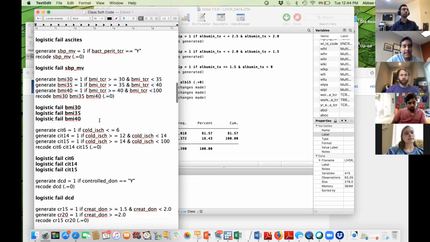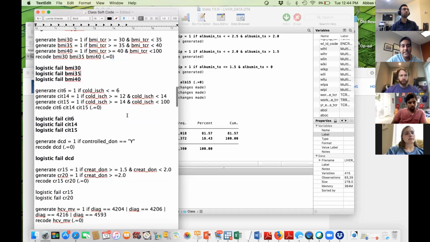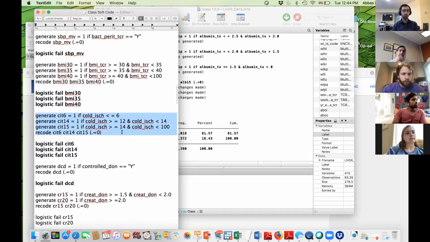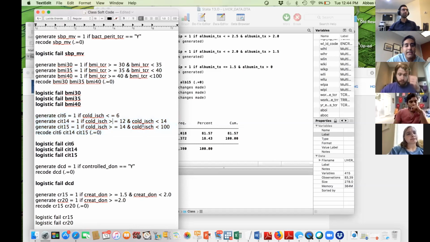So that's BMI. This is cold ischemia time. Okay, this will be the last one here. So, what do you guys think the reference group is for this? Six to 12 hours. Yes, exactly. 6 to 12 hours. Correct. And again, same idea. No overlap. So greater than, equal to, greater than, and then put an upper cap on it.